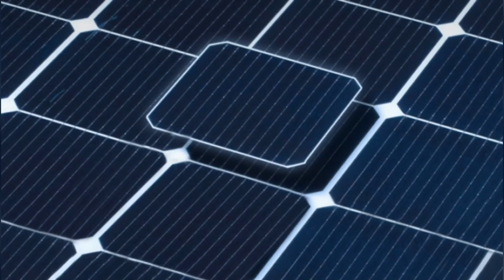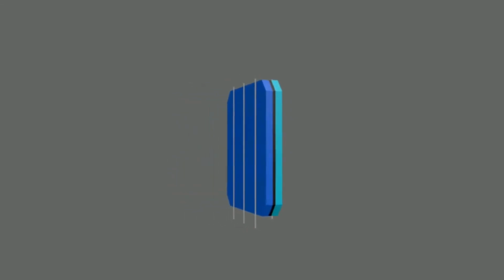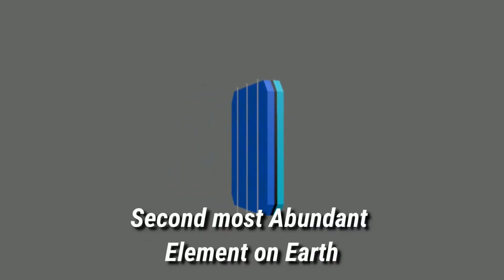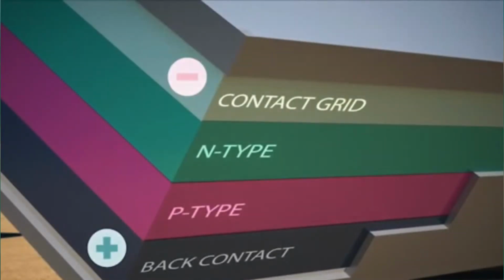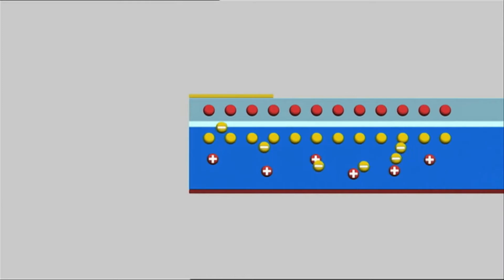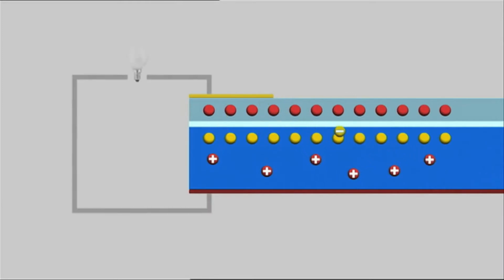Solar panels are made up of smaller units called solar cells. The most common solar cells are made from silicon, a semiconductor that is the second most abundant element on Earth. In a solar cell, crystalline silicon is sandwiched between conductive layers. Each silicon atom is connected to its neighbours by 4 strong bonds, which hold the electrons in place so that no current can flow. Here's the key.